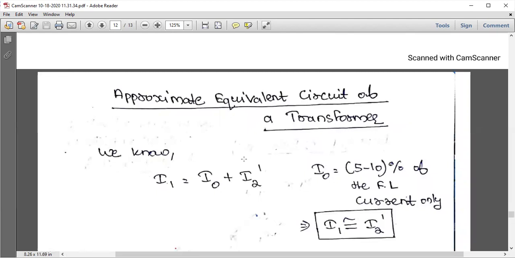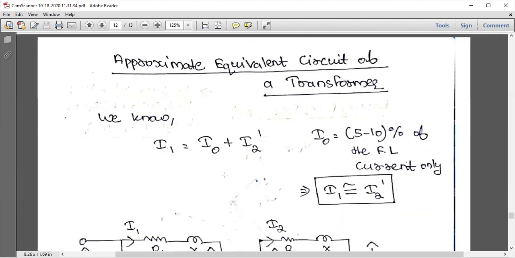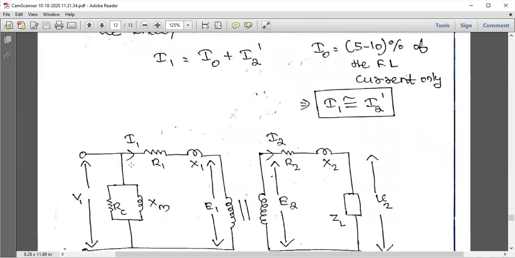Now another important concept is the approximate equivalent circuit of a transformer. We know that I1 is equal to I0 plus I2 dash from the previous figure. Just go back and find it. And I0, which is the no load current, is actually only 5 to 10% of the full load current. So we can neglect I0 and we can write I1 is approximately equal to I2 dash only. I0 neglected means this parallel branch itself is neglected.